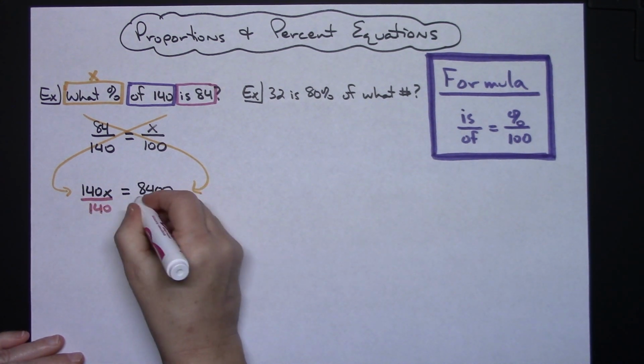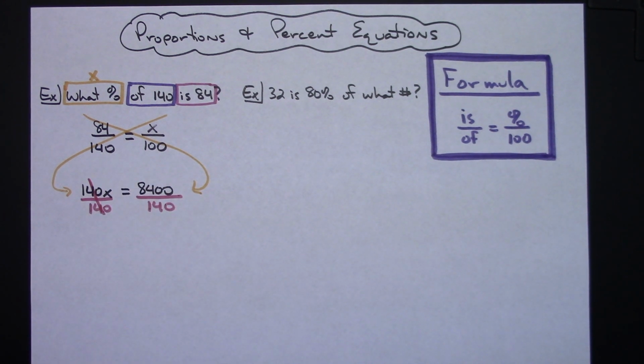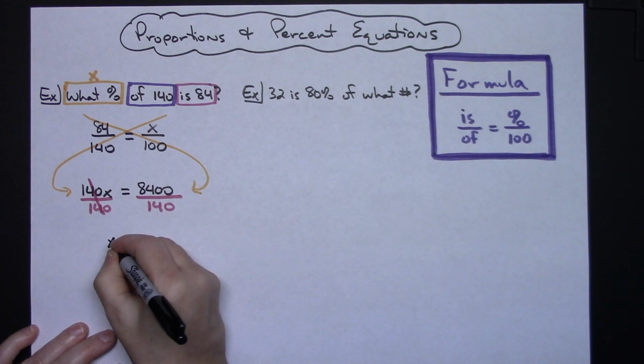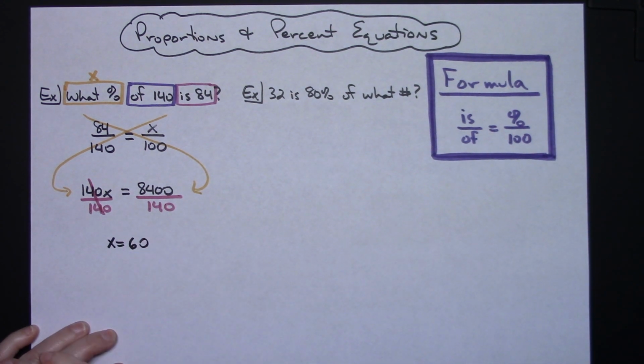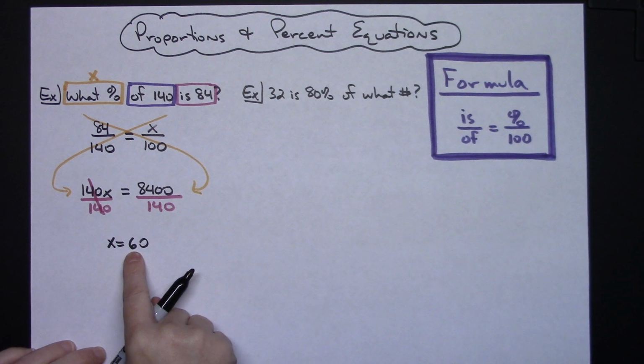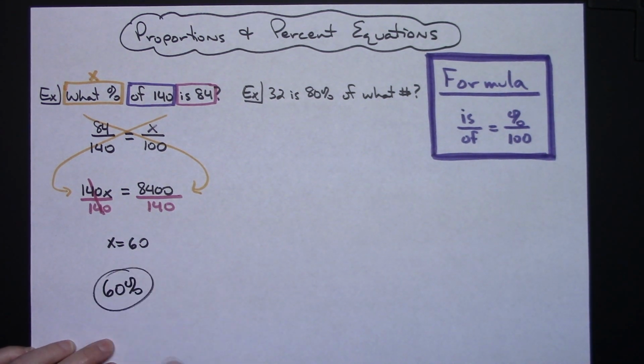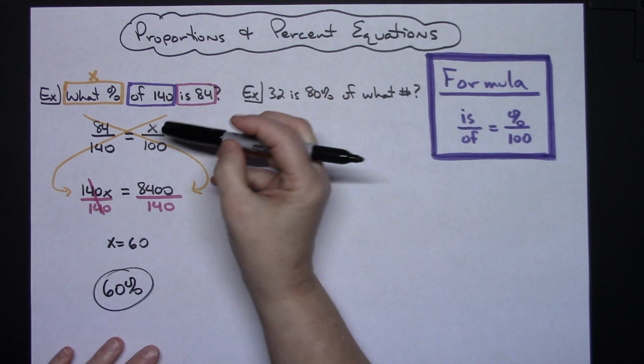At that point you're going to divide both sides of the equation by 140, and you're either going to do it by hand or you're going to use a calculator. Your choice of method there, whether you do it longhand or with a calculator, and I get x equals 60. Now at this point, I don't want to stop right there because I want to come back up and look at that question, and it says what percent? So that means this is a percent, so I've got to remember to add the percent sign so that I'm actually answering the question.